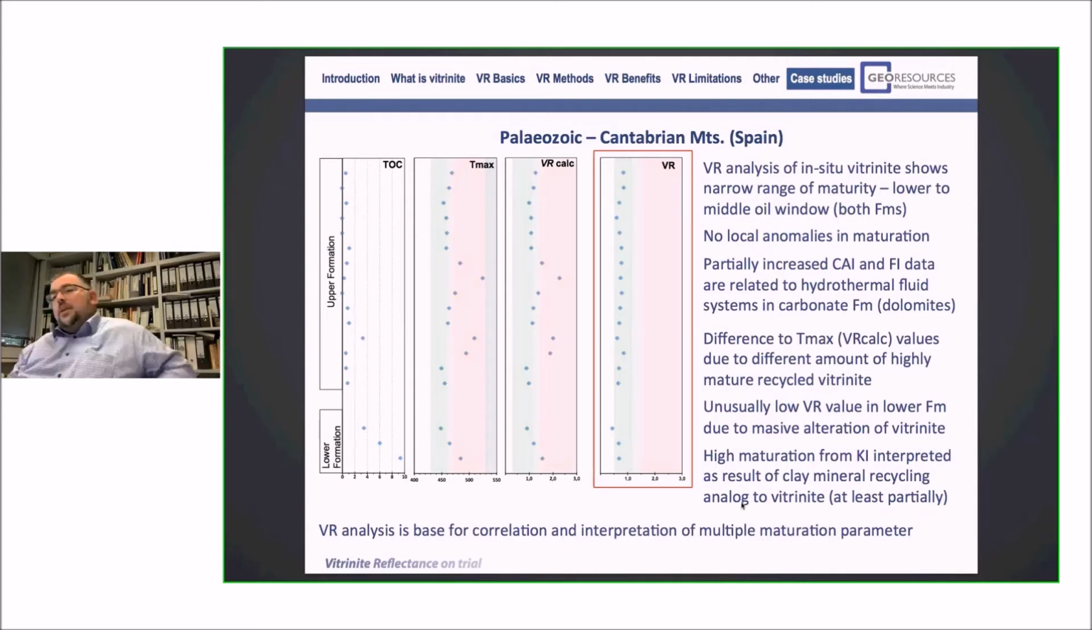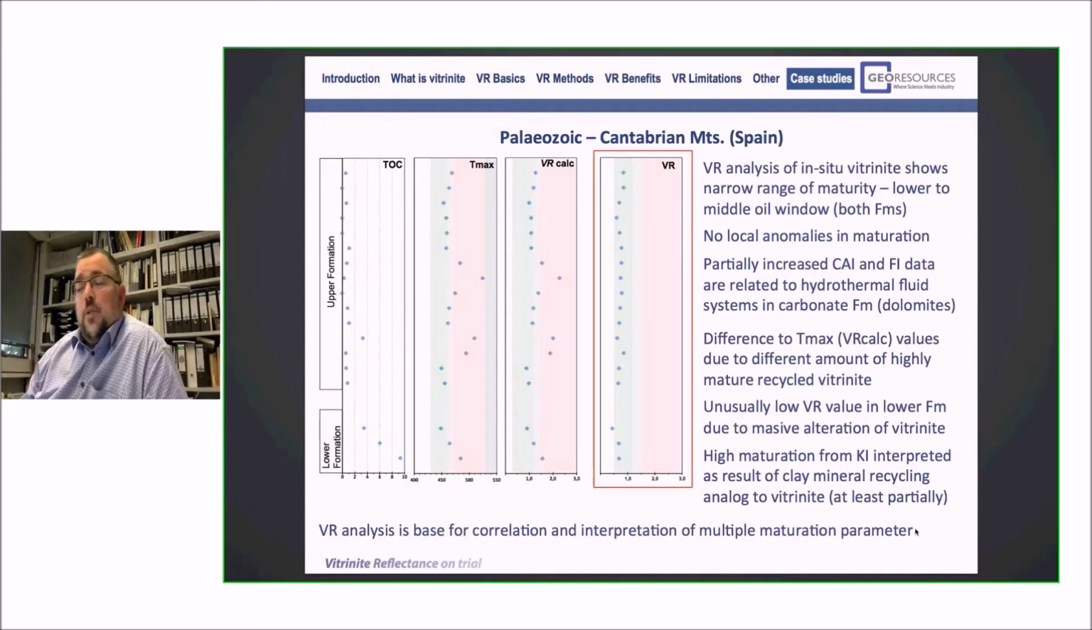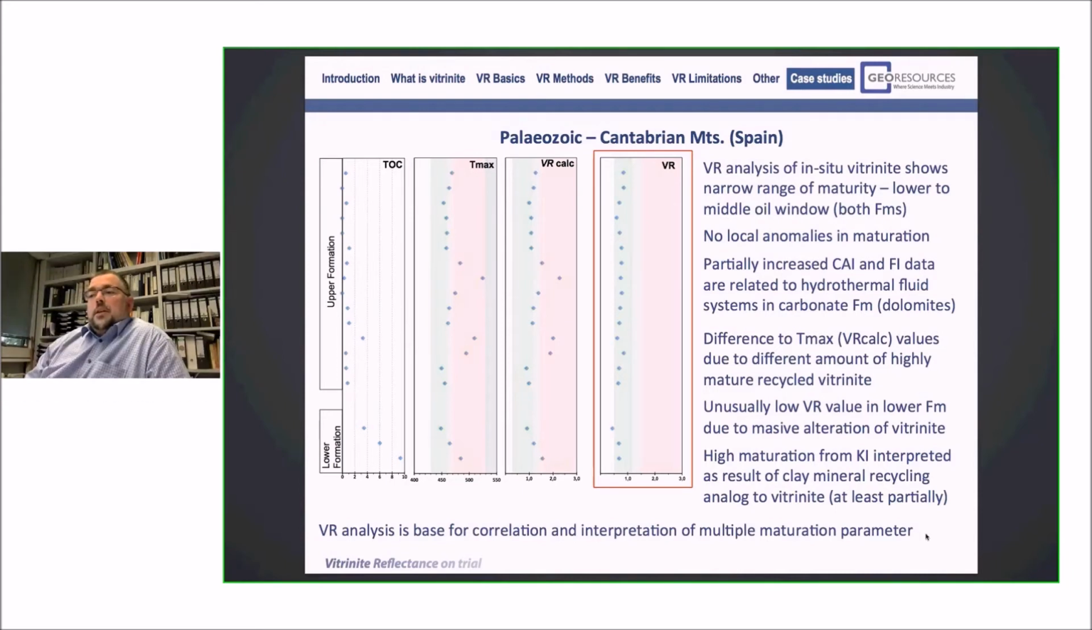So in this study, the vitrinite reflectance analysis could be used as a base for correlation and interpretation of the multiple maturation parameters, because with the vitrinite reflectance, we realized the anomalies in this data set are just due to mixes of high mature versus low mature material, not to real changes in the maturation environment.